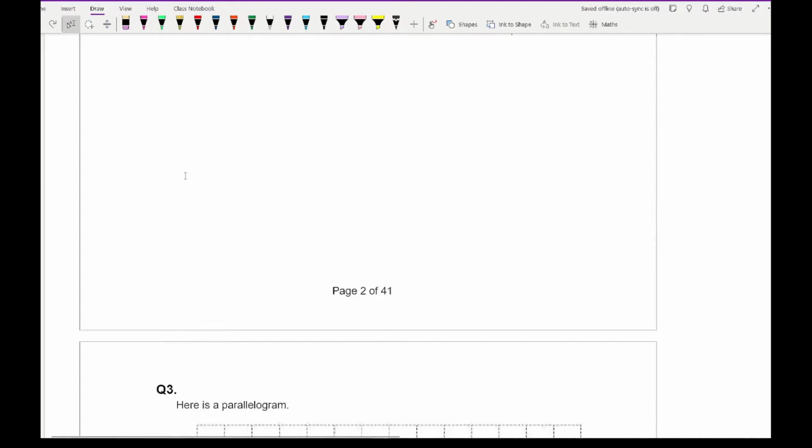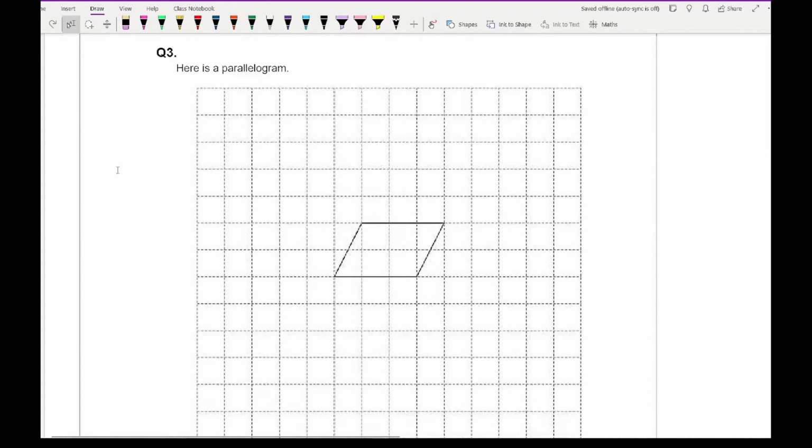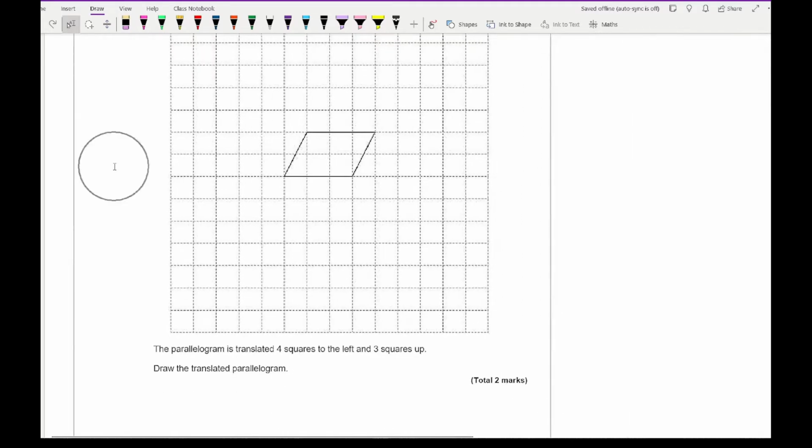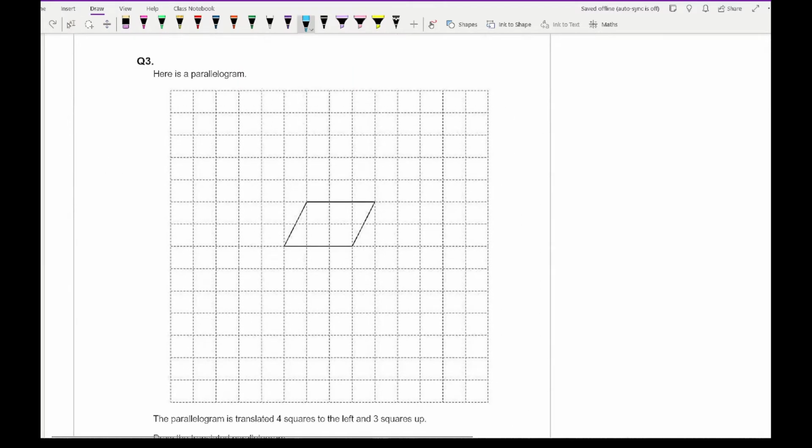Then moving on to question 3, it says here is a parallelogram, and that the parallelogram is translated 4 squares to the left and 3 squares up, and we need to draw the translated parallelogram. So if I just zoom out, we've got that on the screen. For this, what I want to do is pick a particular point. Let's go for this one here, and then follow the translation.